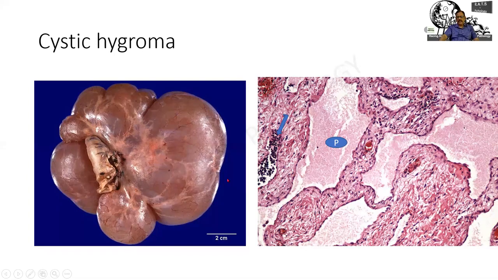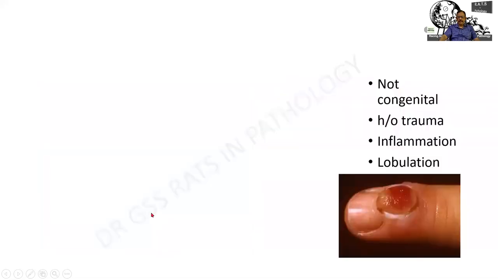And look at this large bubbling lesion. There can be incomplete septae and it is filled with clear fluid. This is the gross picture of a cystic hygroma. There can be another lesion. We had completed capillary hemangioma, cavernous hemangioma, lymphangioma.